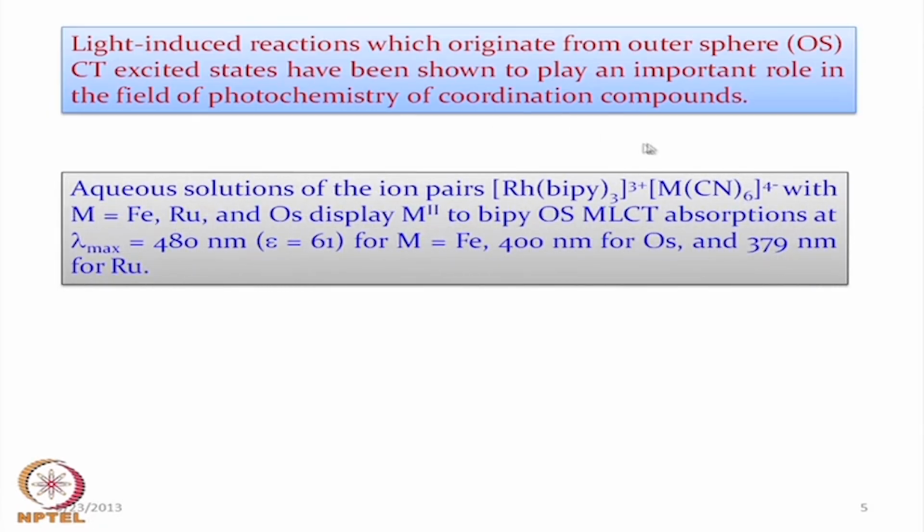So, in these cases, if we have a complex where we have a cationic part and the corresponding anionic part, they play some important role in the photochemical transformation also. If we have this typical compound, we are calling this an ion pair. For the charge balance, this is 3 plus and this is 4 minus, that means the metal is present in the bivalent state in one, but in the trivalent state in the other.